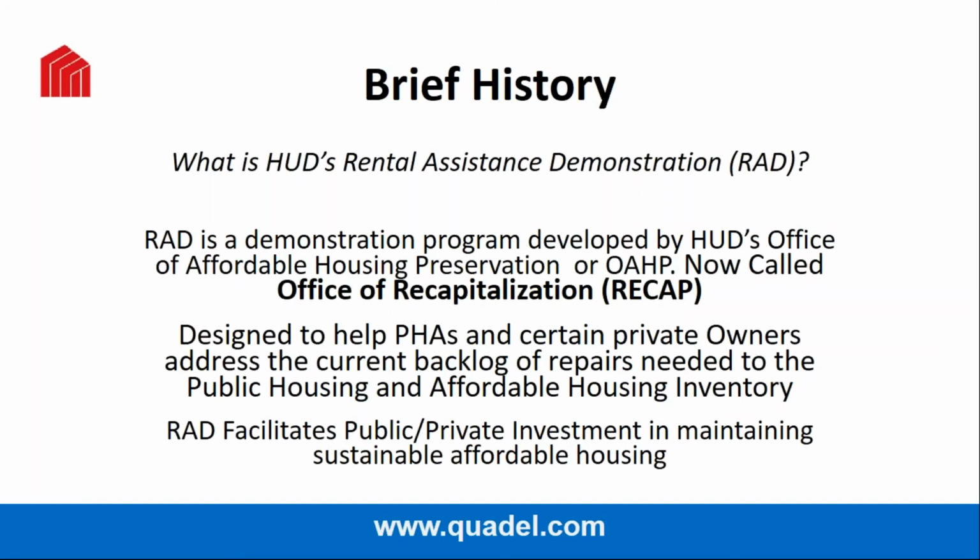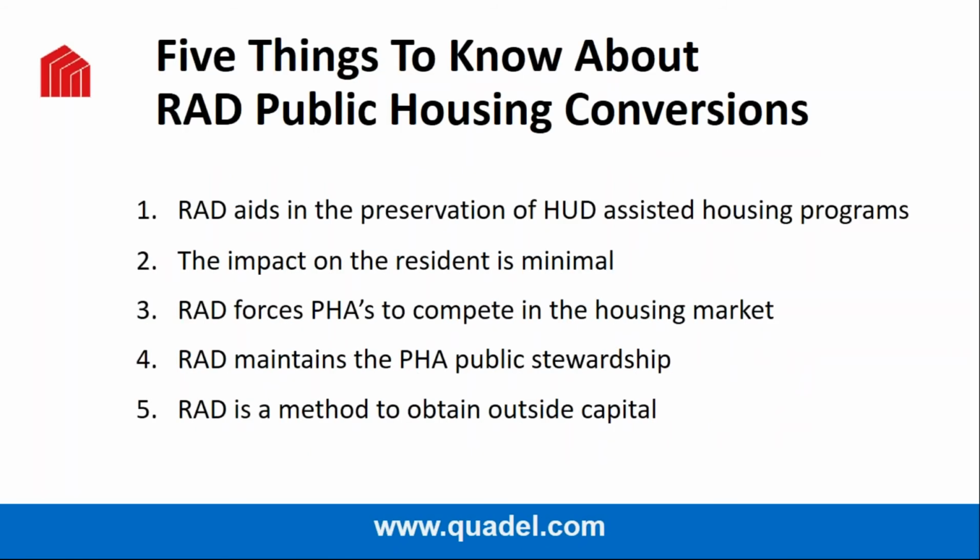Five things that we briefly want to touch on and discuss for some of you that are still thinking about the RAD program. Number 1, RAD aids in the preservation of assisted housing programs. Assistance for units converted under RAD is provided by Section 8 rental assistance contracts, which by law must be renewed. We cannot opt out at expiration of these. This helps to ensure that the units remain permanently affordable for years to come for low-income households. Number 2, the impact on the residents is minimal, and what we mean here is that residents in units converted under RAD, especially PBRA, continue to pay 30% of their gross income towards rent and utilities, and they keep the same basic rights.